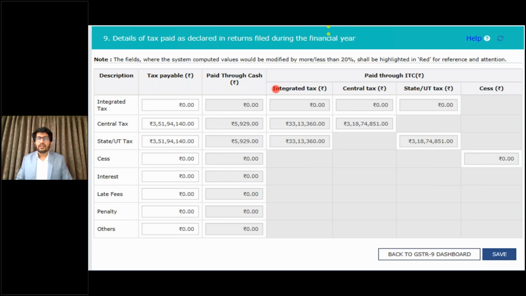At the same time, table 9 is not the only source through which differential tax payable can be generated. Differential tax payable only because of outward supplies is represented by table 9. If there is any reduction in ITC which we have claimed, for example over here 3 crores 18 lakhs, and the actual ITC as per audited financials, and hence we have reported the actual amount in GSTR 9, this difference also needs to be calculated and paid through DRC 03.